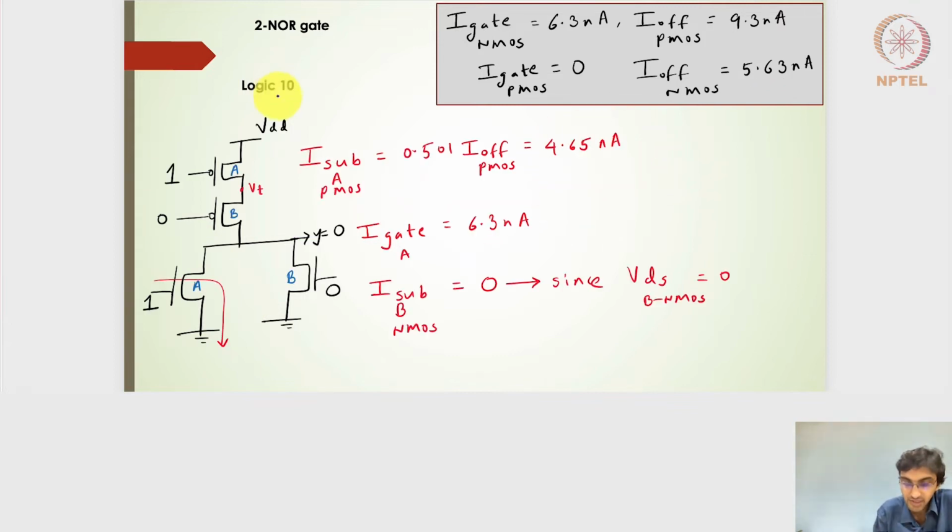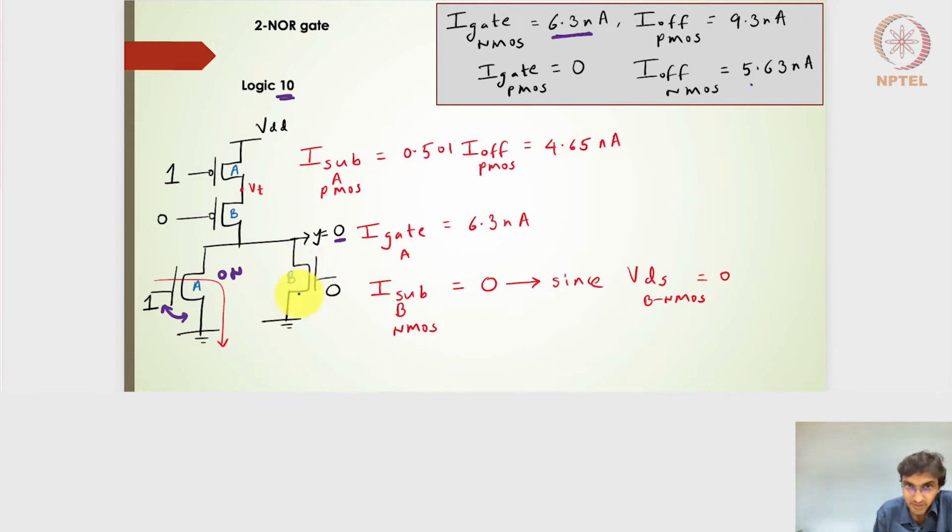Moving ahead, if I have a logic of 1, 0 here, we know that the output will be pulled down so that the output will be 0 here. And I will have a gate leakage current coming from this on transistor because the VGS value here is nothing but 1 volt. So I will have a gate leakage current of the NMOS transistor, which will be 6.3 nanoamperes. The B transistor is off here, so I will not have any gate leakage current coming from the B transistor on the pull down side.